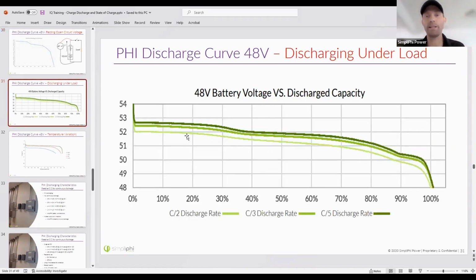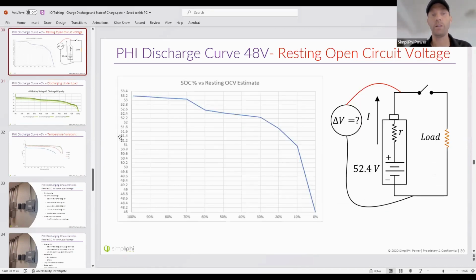So keep that in mind as you're looking at the state of charge of a battery. It depends on whether or not you're powering loads. If all of a sudden you turn your inverter off, you'll see the battery voltage rise up, and it would rise up to the resting voltage of the battery, which is shown on this curve.